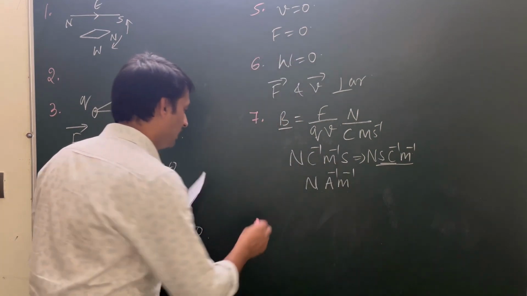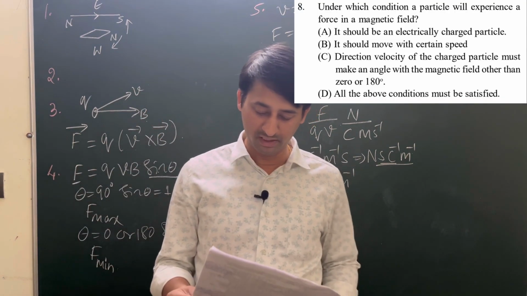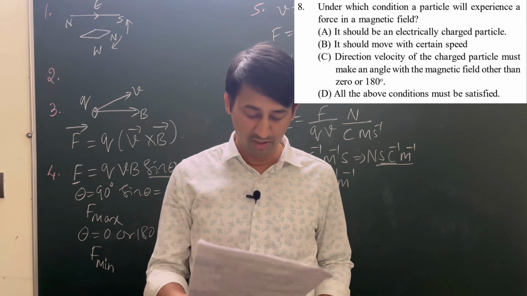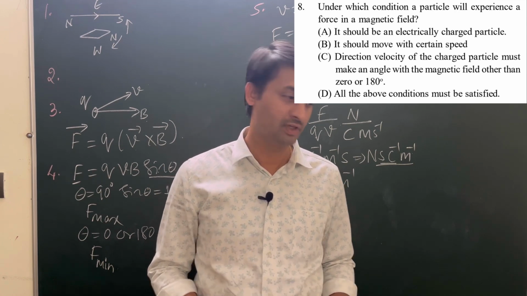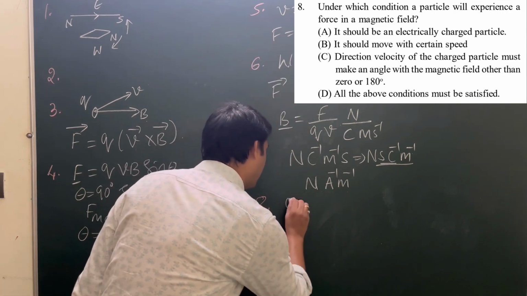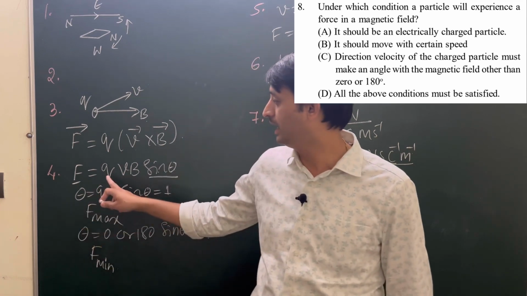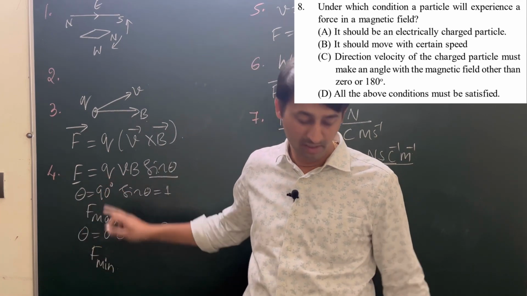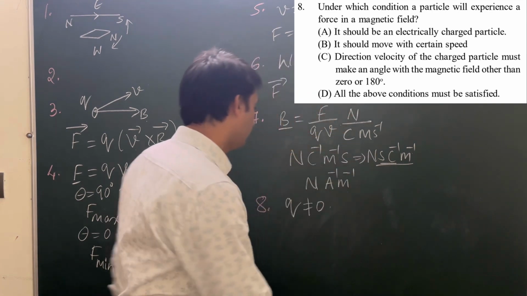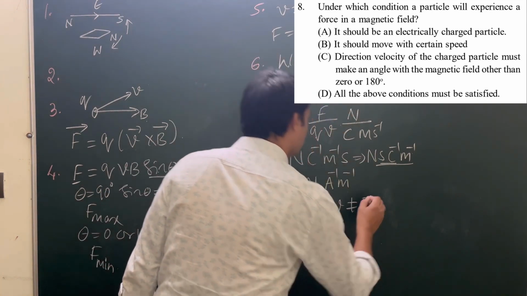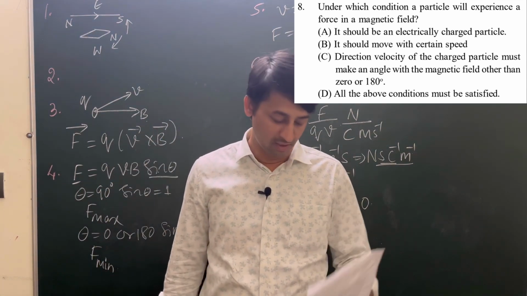Next question number 8. Under which condition will a particle experience a force in a magnetic field? Option A says it should be an electrically charged particle. That means the charge of the particle must not be equal to 0. Second option says it should move with certain velocity. That means V must not be equal to 0. The charged particle should be in the state of motion.